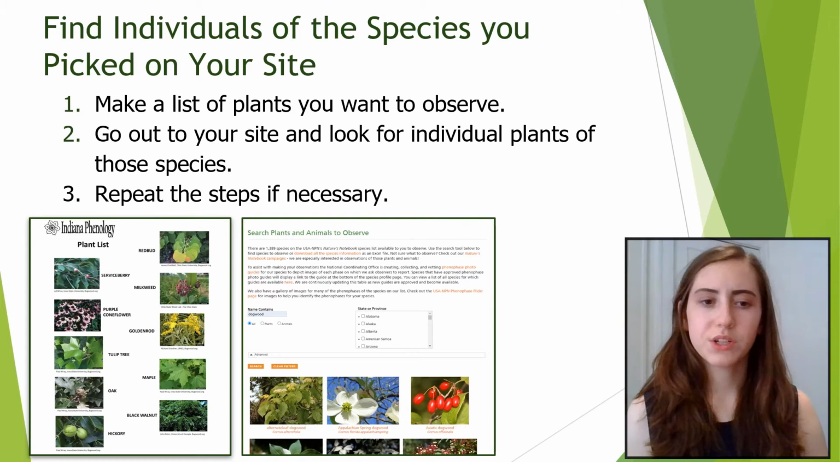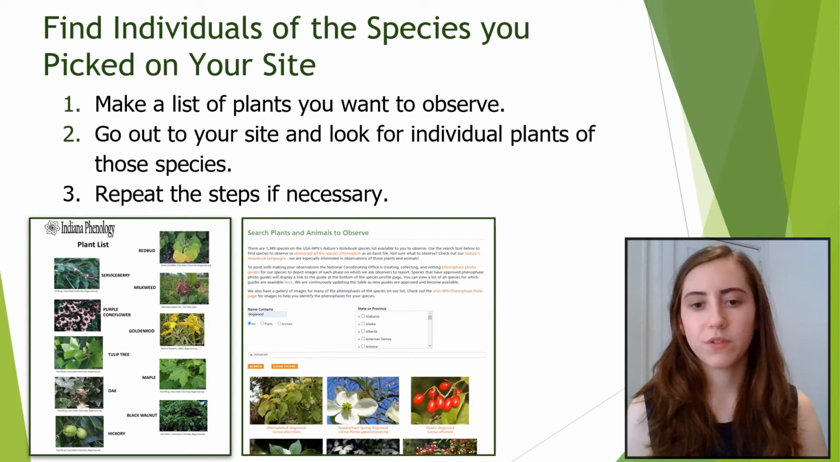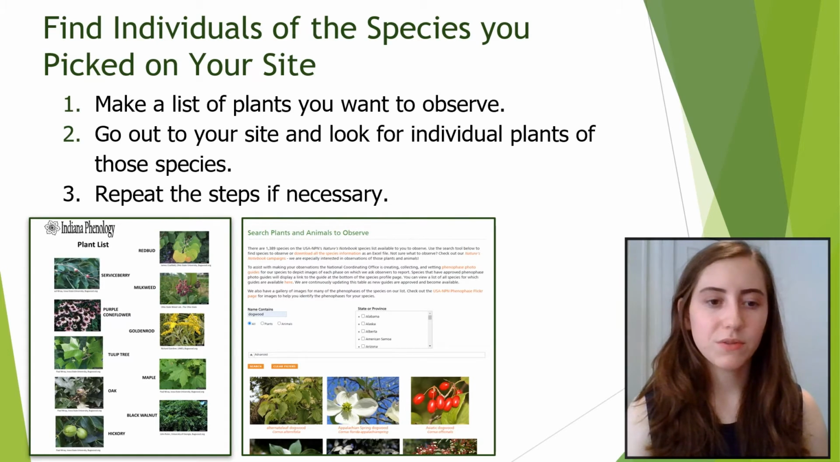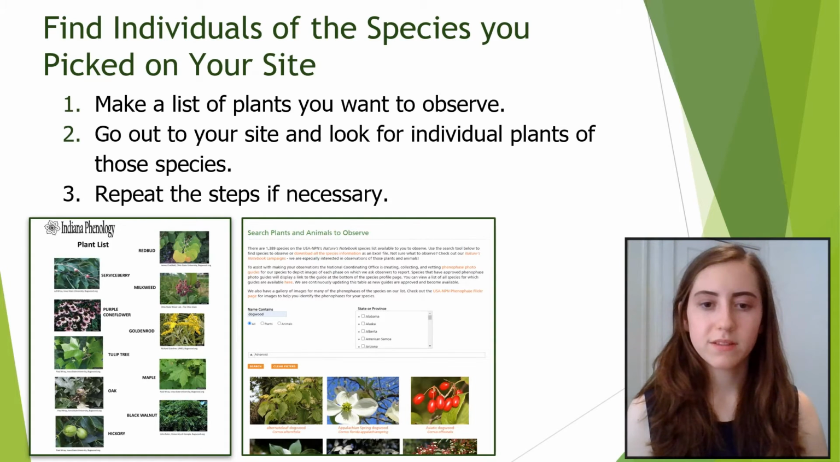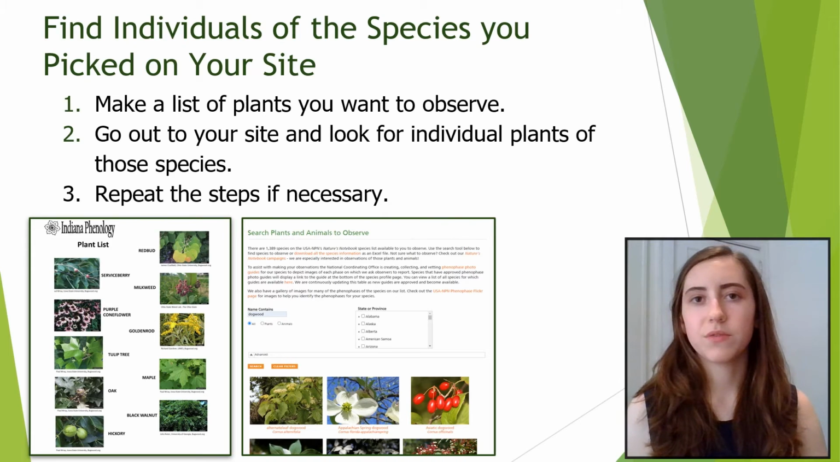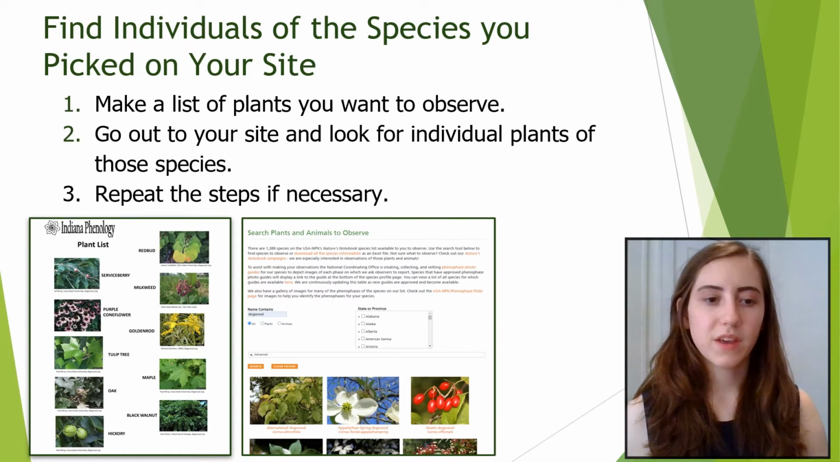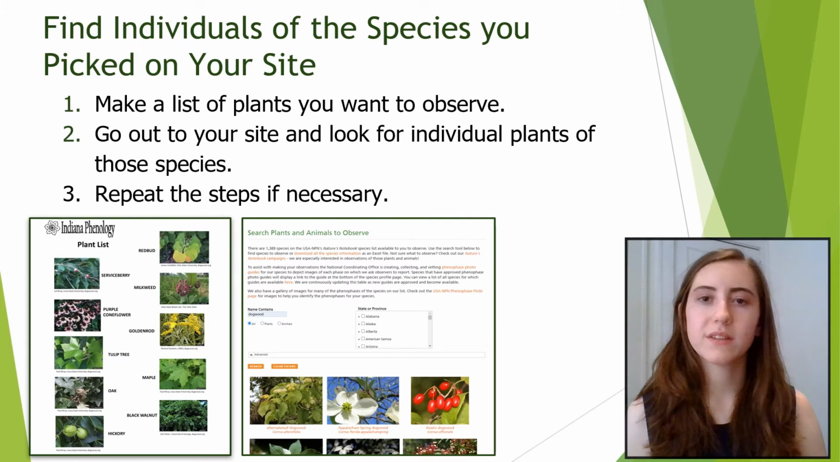After you have looked up possible species you want to observe on the Nature's Notebook search page and/or on the focal plant list, walk around your site to look for individuals of the species you picked. If you don't see any of those plants, then refer back to the 2 lists and select different species from them. Both the site and the list will have pictures and/or descriptions of each plant to make them easier to identify.